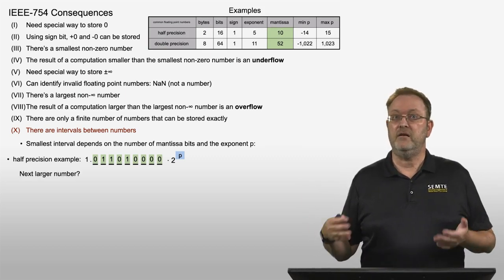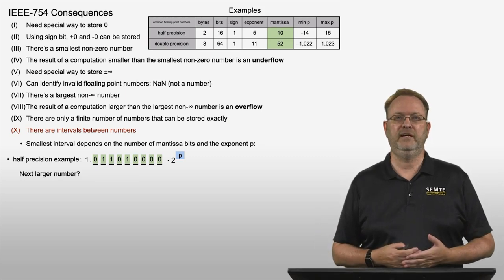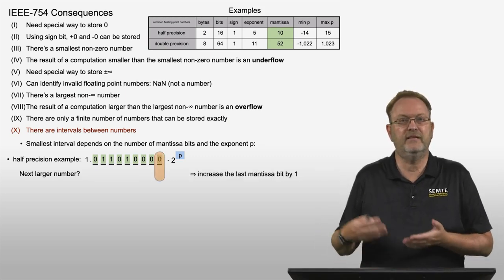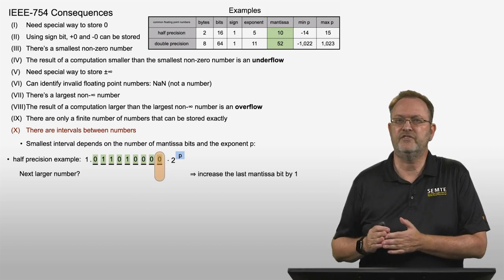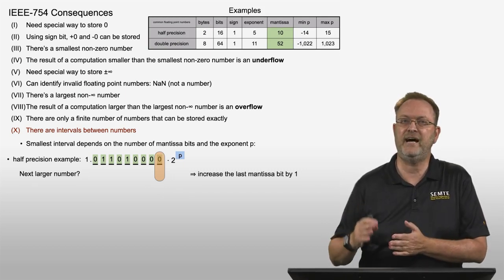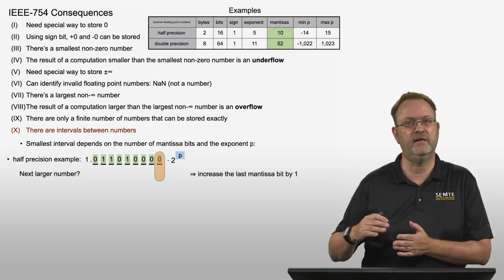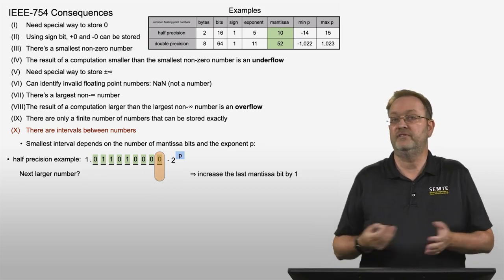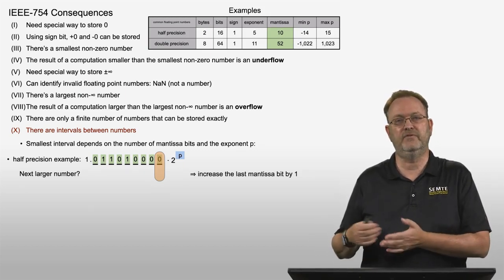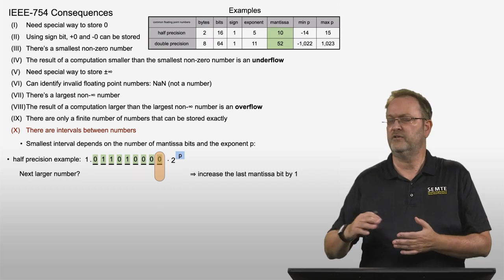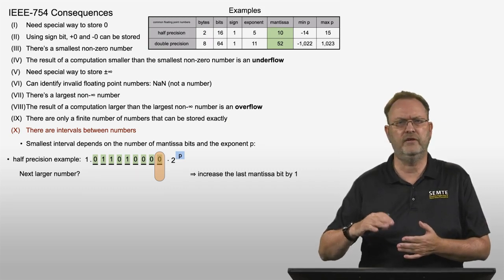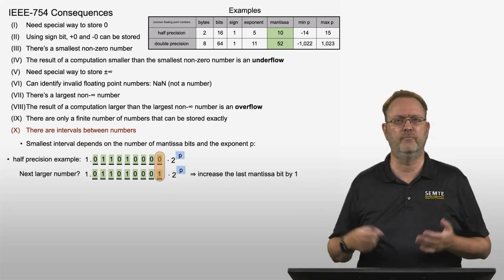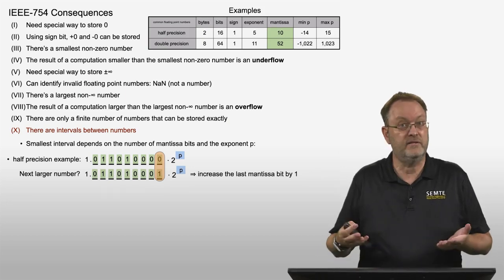What is the next larger number, if I have this number? Well, I can generate the next larger number by just increasing the last bit of the mantissa by 1. So in this example here, that last bit of the mantissa is 0. So the next larger number would be just increasing this 0 to the number 1. That is the next larger number.